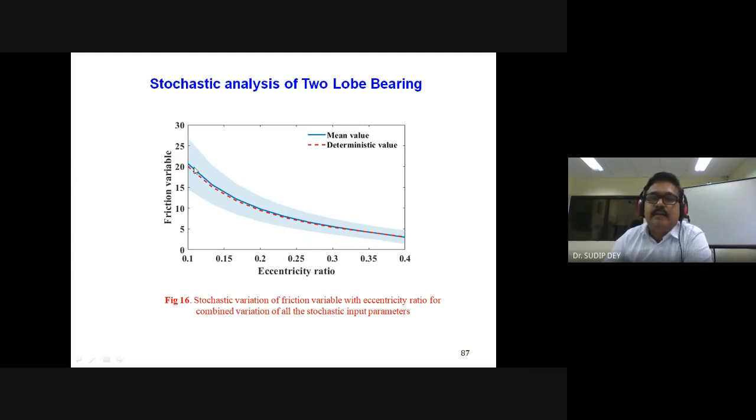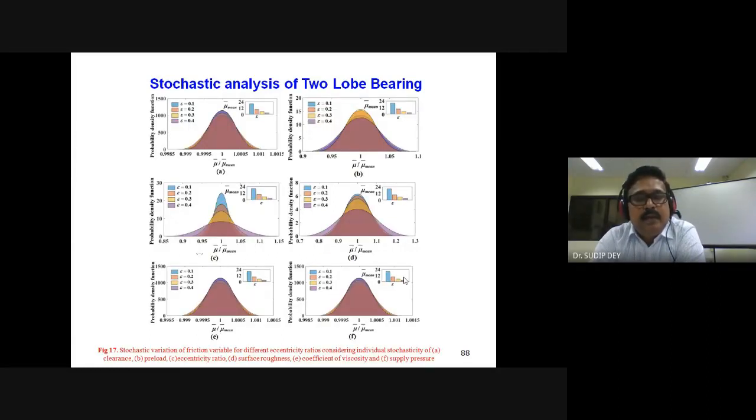And here this blue line, the deep line, is the mean value. The red dotted line is the deterministic value, and this sky blue shade represents the stochastic zone, wherein we consider the stochasticity of the input parameters. Similarly, we will get the different values for the individual stochasticity of clearance, preload, eccentricity ratio, surface roughness, coefficient of viscosity, and supply pressure respectively.